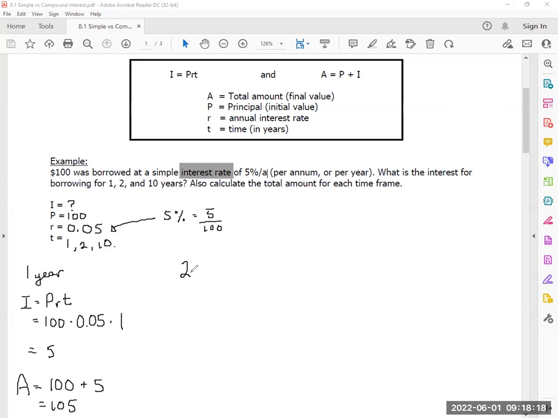Let's move on. If I were to deal with 2 years, does the formula change? Absolutely not. PRT, 100 times 0.05 times 2 years. How much did I earn? Which makes sense. I earned $5 the first year. I earned another $5 the next year. So together, if it's 2 years, how much money do I have? 110.